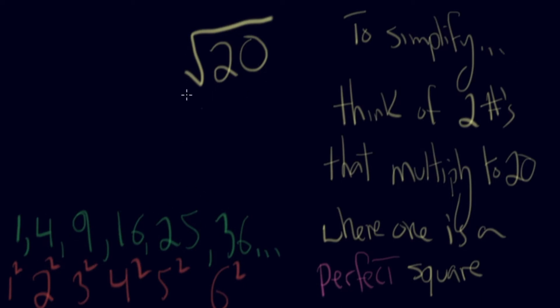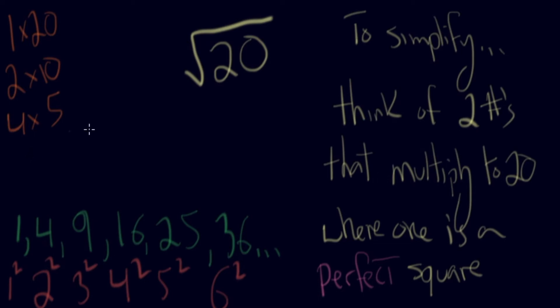So can you think of two numbers that multiply to give you 20, where one of those numbers is a perfect square? So if you think of all the ways that you could multiply to give yourself 20, there would be 1 times 20. There would be 2 times 10. 4 times 5. And I think that's it.